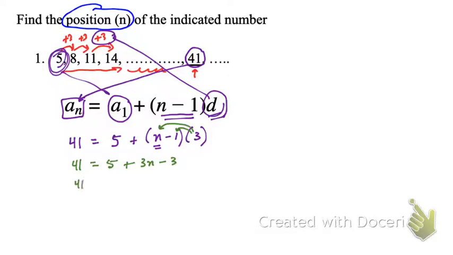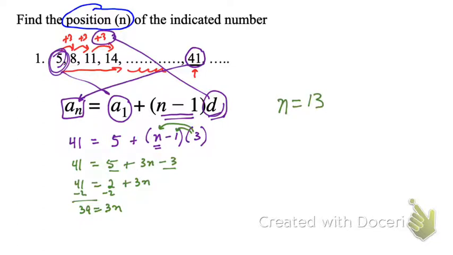And let's clean this up. 5 minus 3 is 2. Plus a 3n, we would subtract 2. We get 39 equals 3n. Divide by 3 and we get n equals 13.